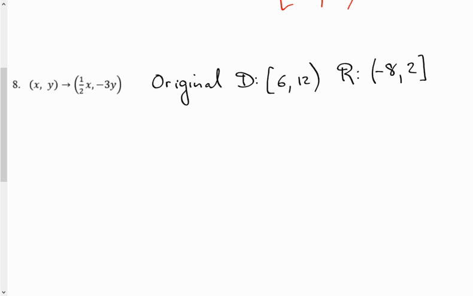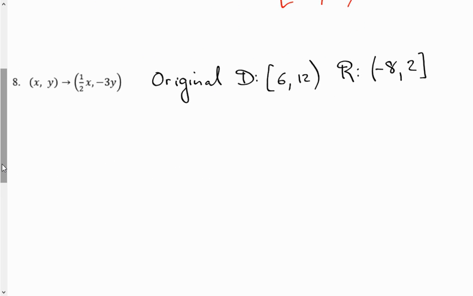So with this mapping, this half times x, what is that going to do to my domain? Are the x values going to be multiplied by a half or multiplied by 2? Oh, that's good enough for a soft big gong. Multiplied by a half. This is true. What color did we do? 3 and 6. Okay.